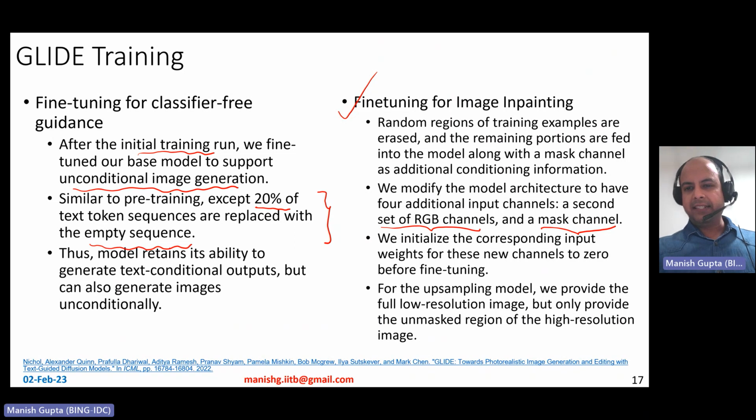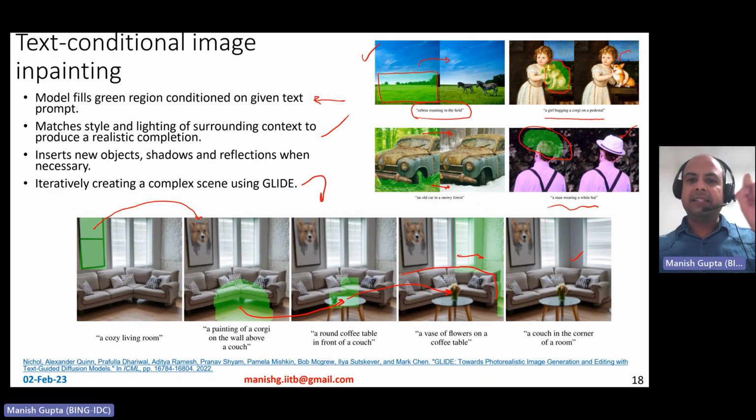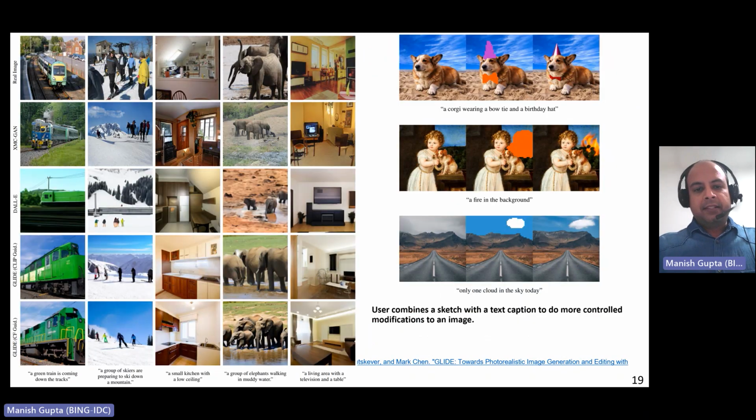And then you do typical fine tuning so as to fine tune the model for image inpainting, so that you can give this green labeled image with a caption and hope that it will create an inpainted image. Okay. So that was that.